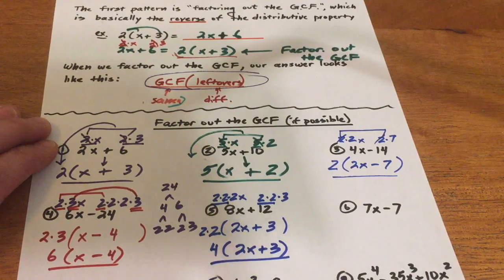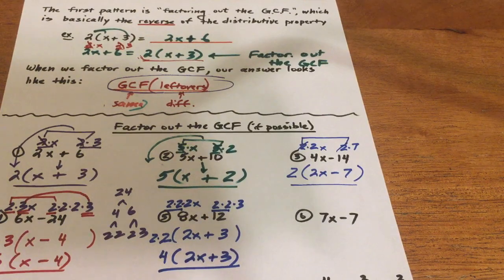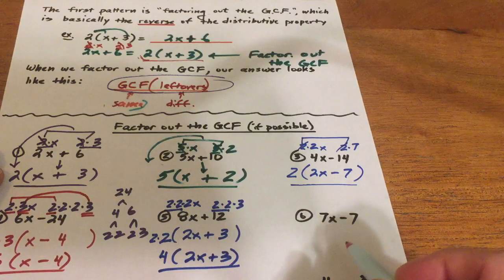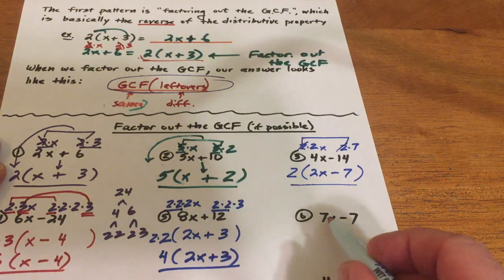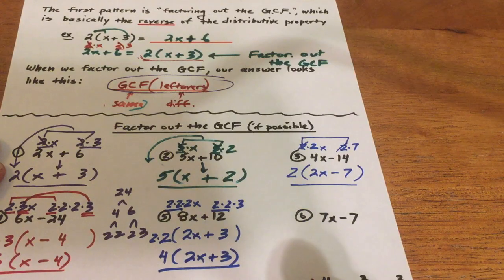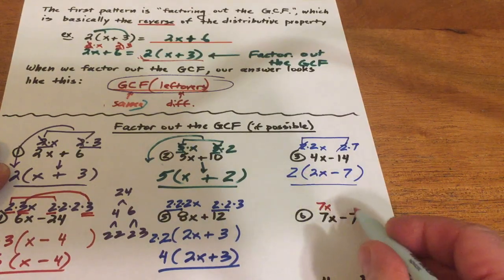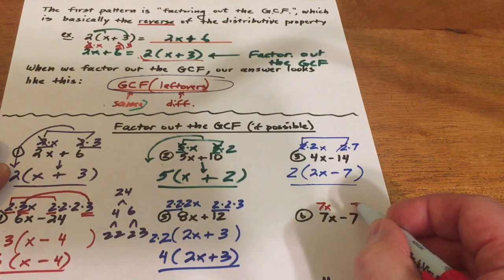Okay, number 6. I want you to go ahead and try number 6. Okay, let's take a look at number 6. With problem number 6 here, we have the number 7, and then we have an x. 7 is already prime, so that cannot be broken down. This will be 7x. Here we have the number 7 again. I'm going to write that as 7.